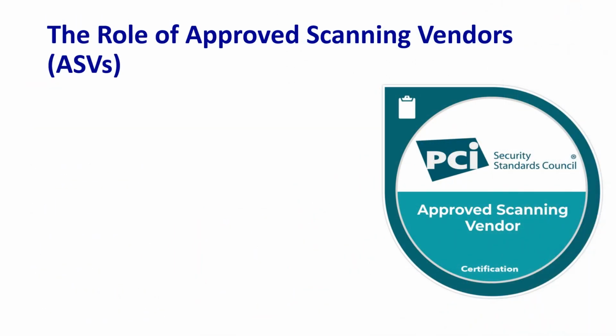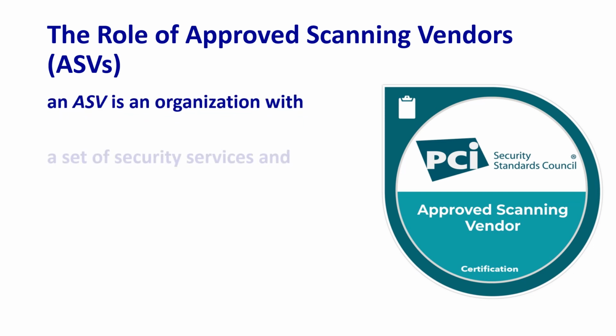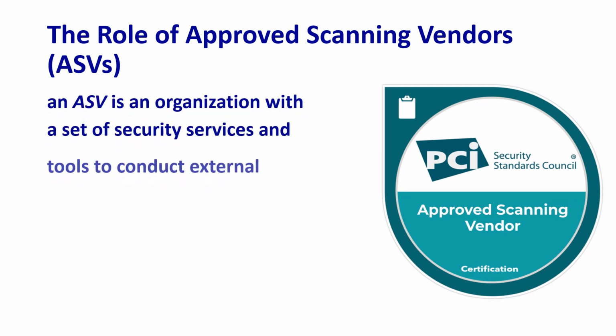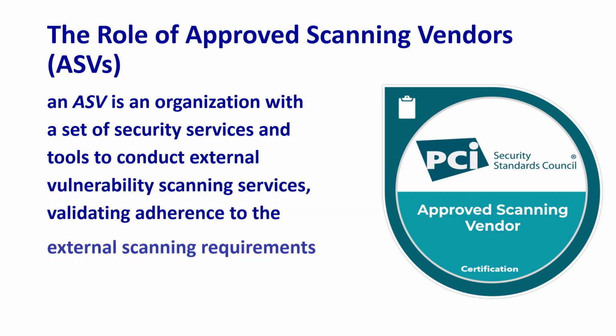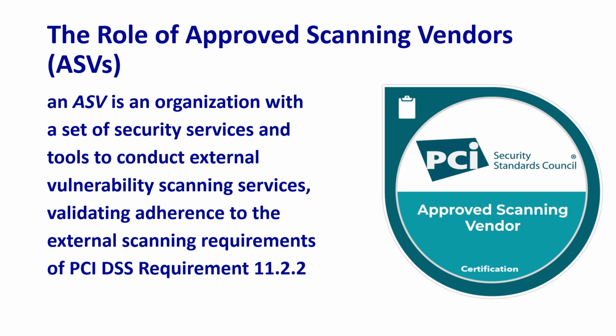The role of approved scanning vendors, ASVs. Now, let's shed light on the approved scanning vendors, ASVs. According to the PCI DSS, an ASV is an organization with a set of security services and tools to conduct external vulnerability scanning services, validating adherence to the external scanning requirements of PCI DSS Requirement 11.3.2. ASVs play a crucial role in ensuring the effectiveness of external vulnerability scanning, and their solutions undergo testing and approval by PCI DSS before being added to the list of approved scanning vendors.